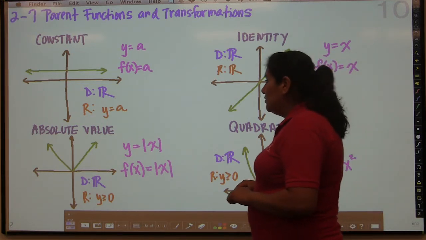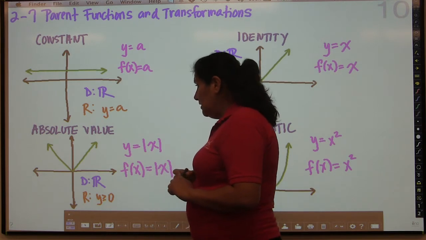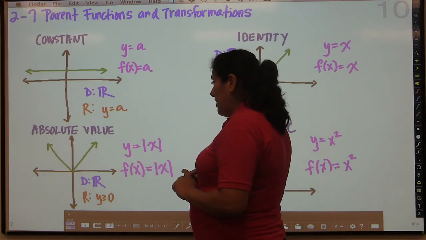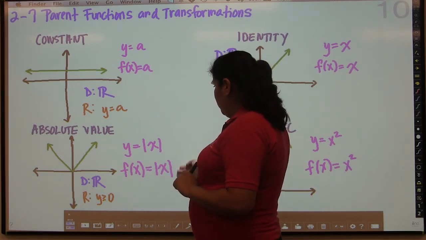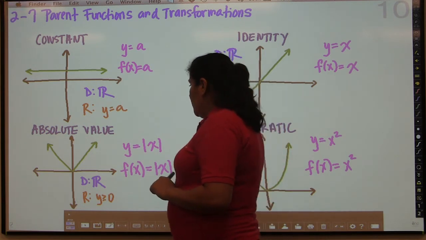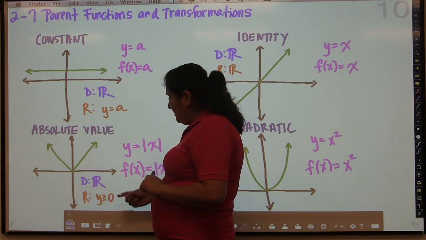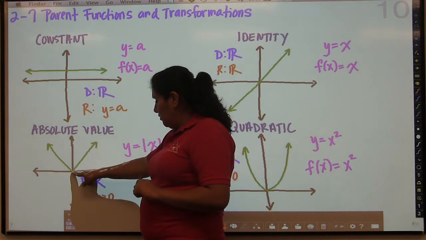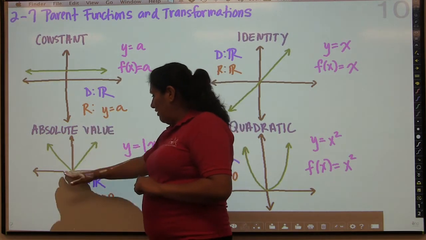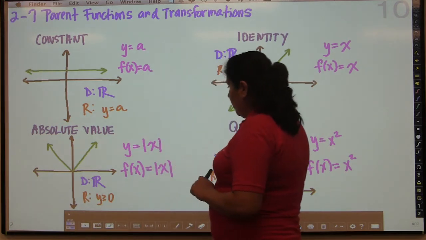Absolute value is unique because it looks like a V. So it definitely has the shape of a V for the absolute value function. This is what the equation looks like. Domain, we talked about this before, is all reals, but in this case the range, because it starts at 0 and goes above, there are no y values below, so y is greater than or equal to 0.